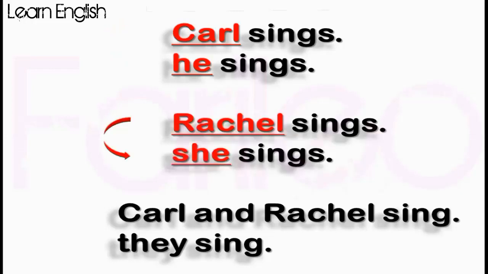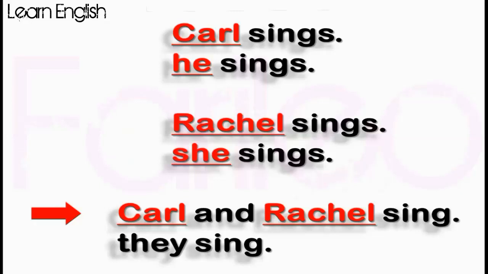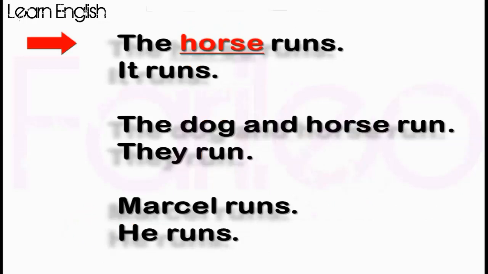She sings. The next one that we have is Carl and Rachel sing. Now Carl and Rachel means two people. Now two people, it's more than one, it's plural, so we will be using they sing. They is the subjective pronoun used for more than one person or more than one animal also. The next example is the horse runs. Now the horse is an animal, so we will be using it runs.